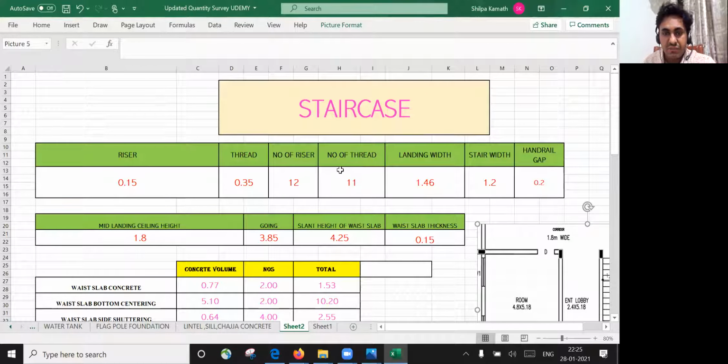Coming to the number of treads, I have given a link in such a way that whatever your riser count is, minus 1 will give me the tread. So you can already see it here. Number of treads is equal to number of risers minus 1, is what I have given. So this is 11 here.